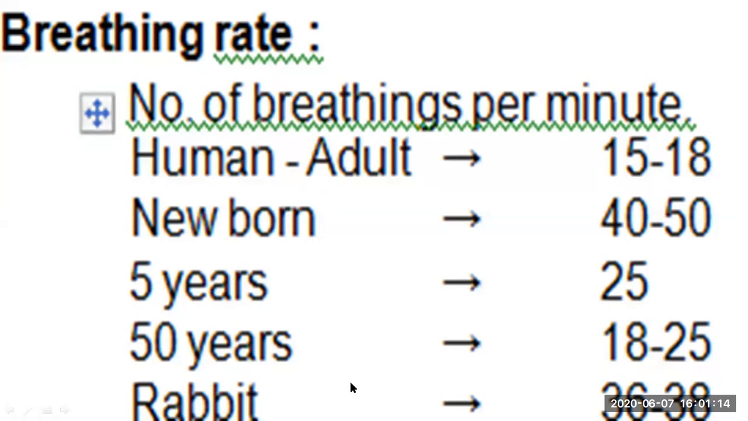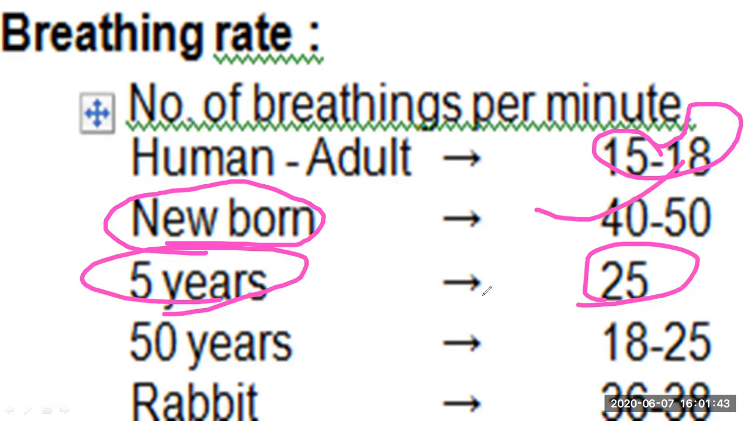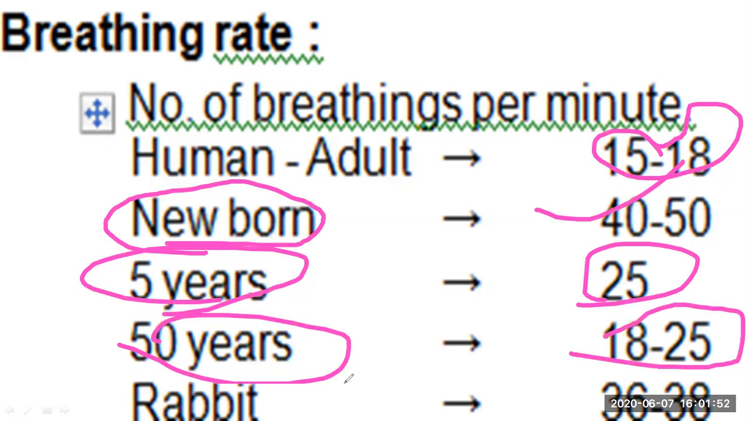I have already told you about the human breathing rate, or simply the respiratory cycle, 15 to 16 times, so 16 per minute. The breathing rate of a human adult is 15 to 16, and here it is given as 15 to 18 per minute. A newborn baby performs very rapid respiration, that means the respiratory cycle is very fast, here 40 to 50 times per minute. A 5 year old child has 25, so it is gradually reducing. After 50 years old there is a sudden increase, so at 50 years old it is also increasing.